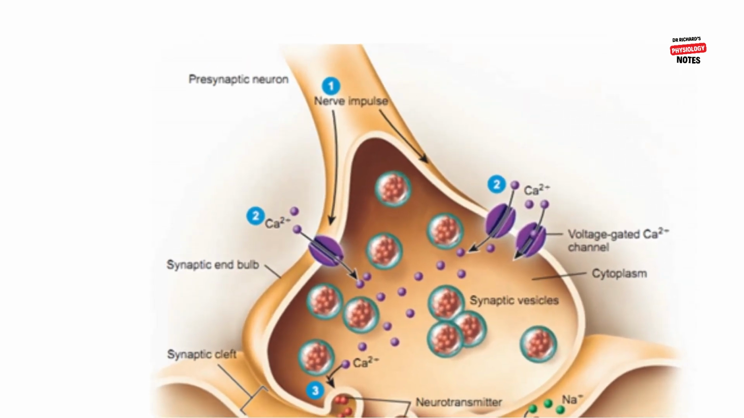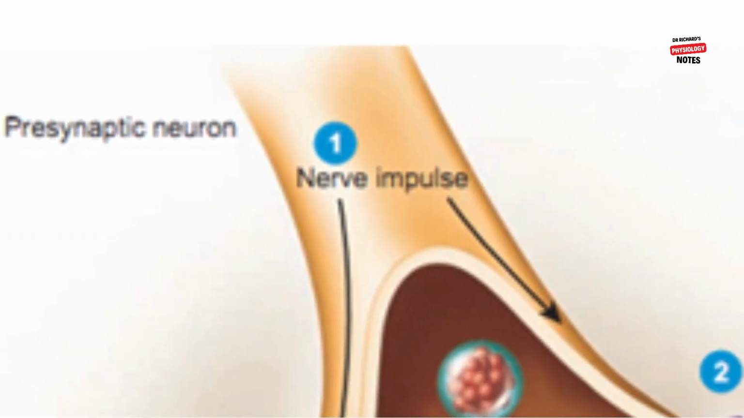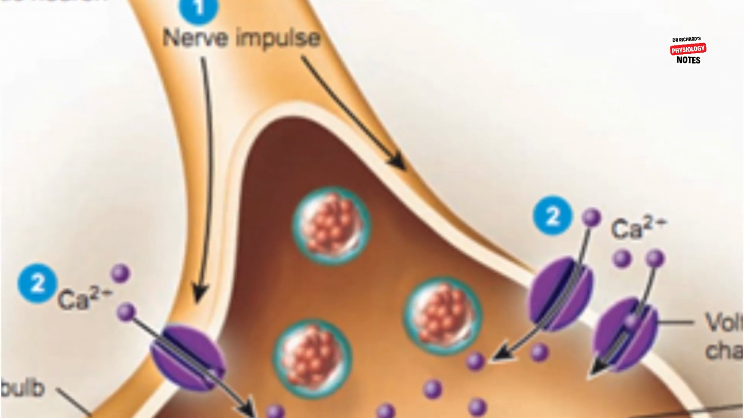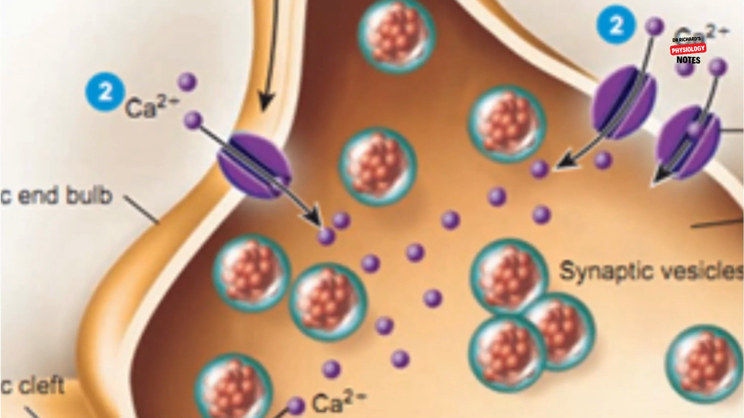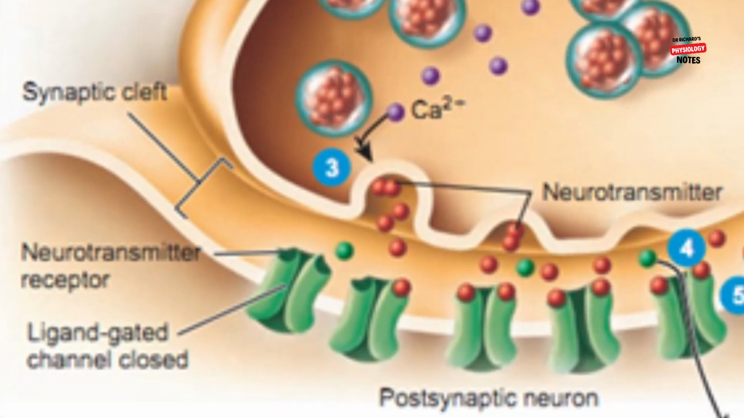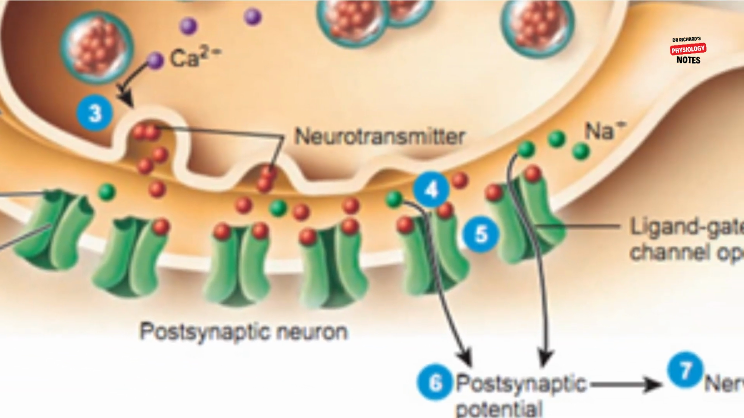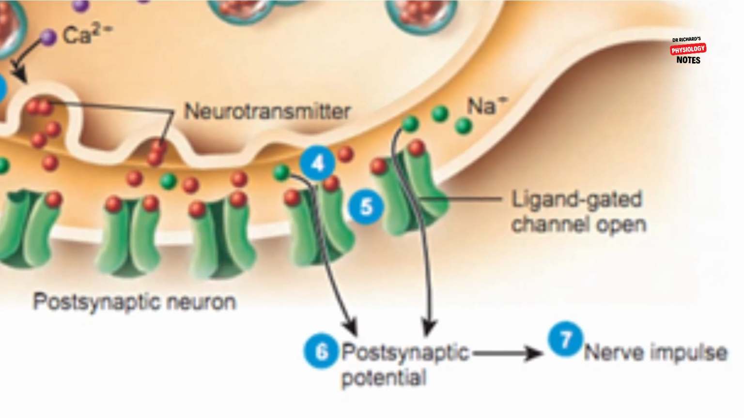First, a nerve impulse arrives at the synaptic end bulb of the presynaptic axon and opens the voltage-gated calcium channels. Then, the increase in calcium triggers exocytosis of synaptic vesicles and the release of neurotransmitter into the synaptic cleft. The neurotransmitter crosses the synaptic cleft and binds to the receptors on the postsynaptic neuron.